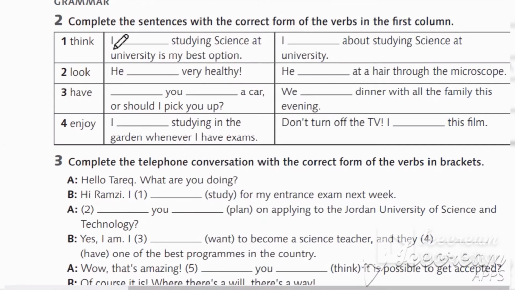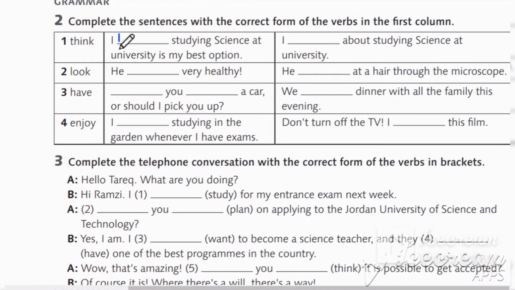Now, think. I blank studying science at the university is the best option. Here we say I think, because he's talking about an opinion. So we write it as it is, I think. But I blank about studying science, when we have about or of, it has to be a dynamic verb. Excellent. So we say I am thinking.